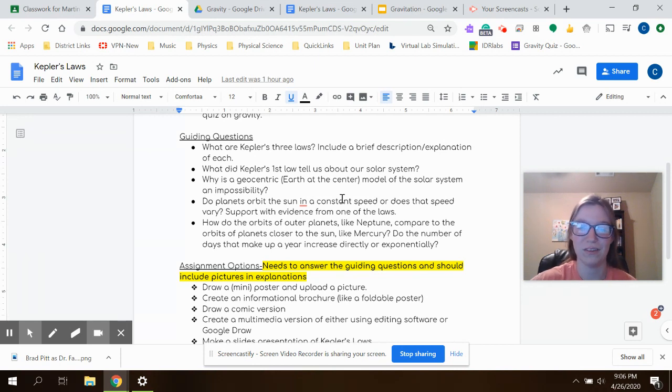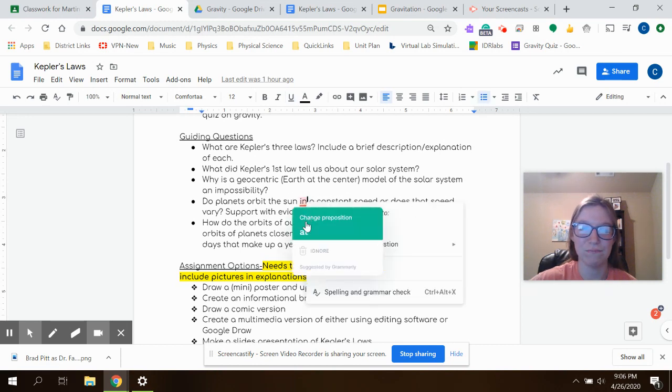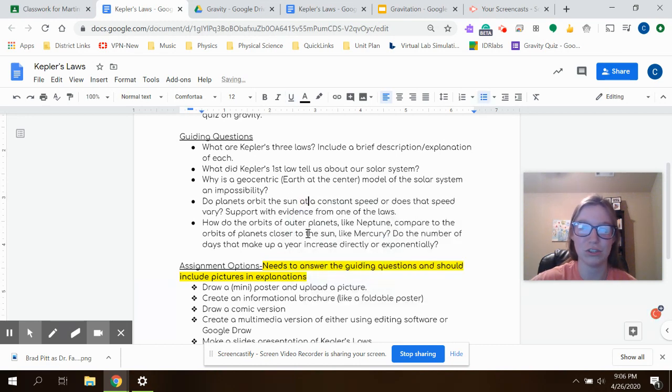Just a thought. Do planets orbit the sun at constant speed, or does that speed vary? Oh, that's supposed to say at. Also get Grammarly, just FYI. At constant speed, or does that speed vary? Support with evidence. And how do the orbits of outer planets like Neptune compare to the orbits of planets closer to the sun like Mercury? Do their periods correlate with how far away they are from the sun?